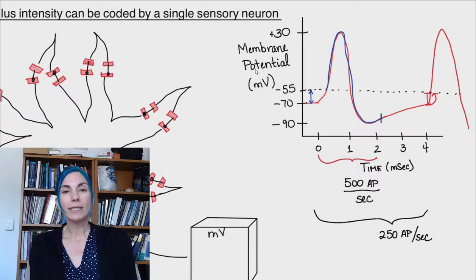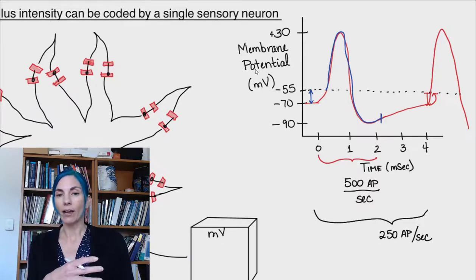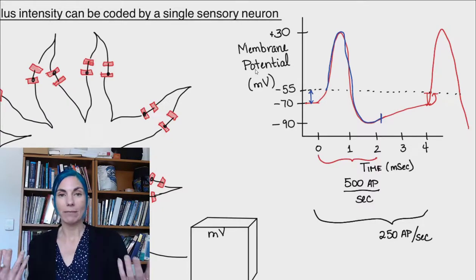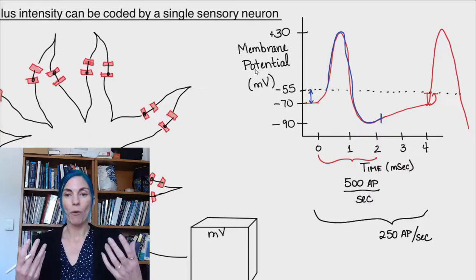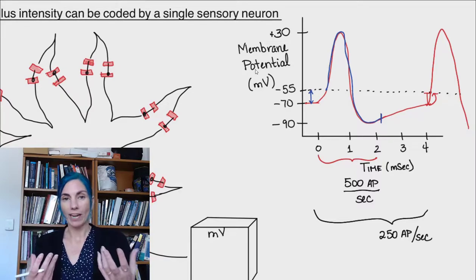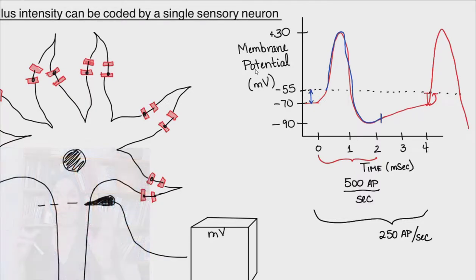So the frequency of action potentials that are sent down the axon corresponds to the level of depolarization in a sensory neuron. And the more depolarization you have, the more frequent your action potentials can be. And so your brain interprets this as intensity.